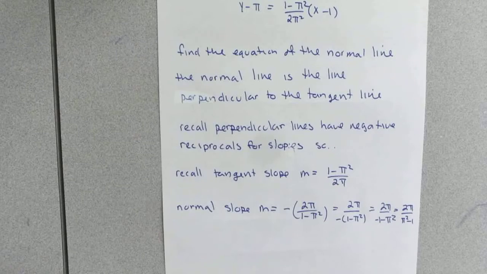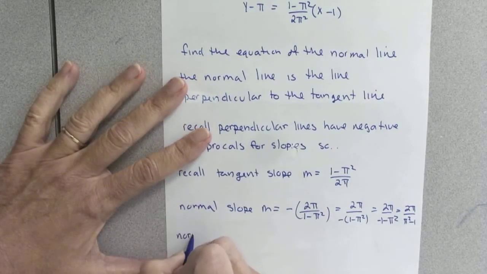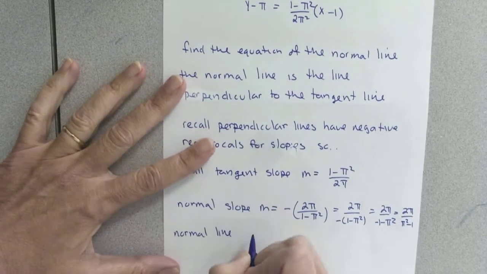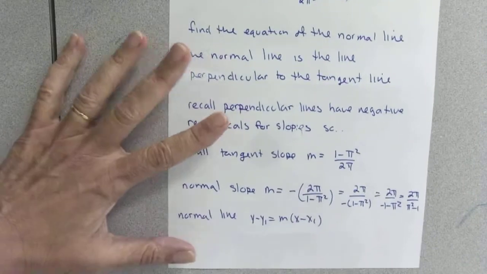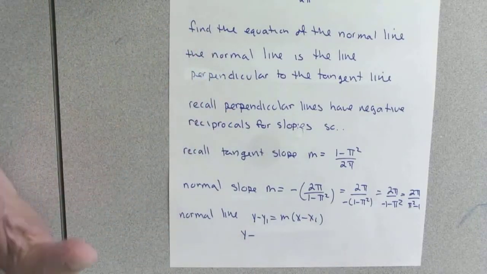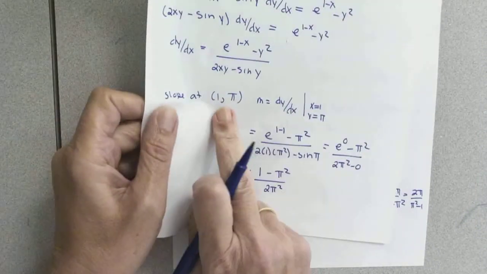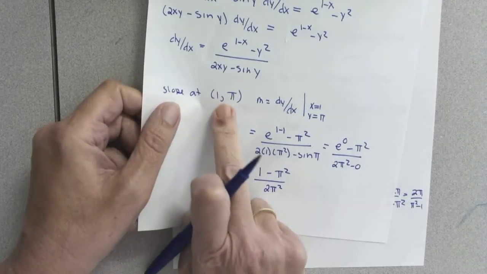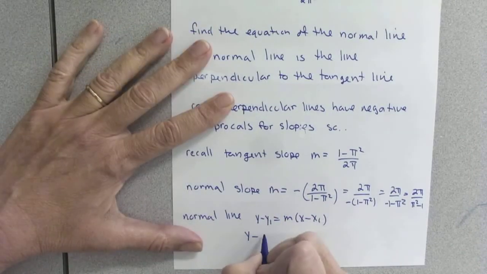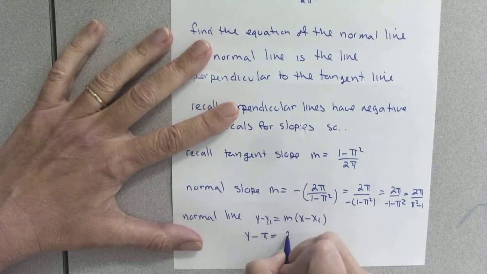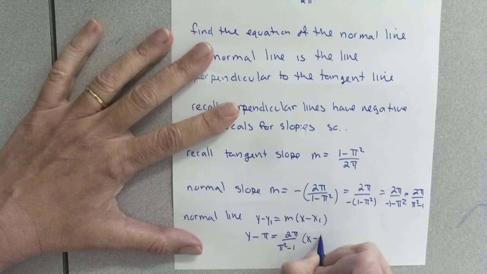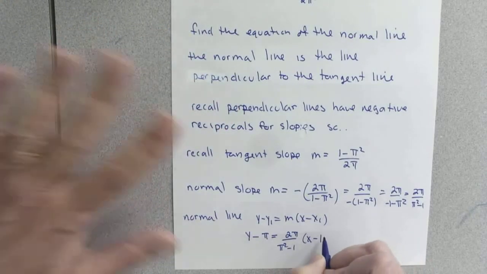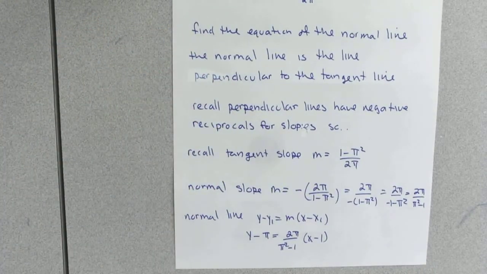I don't particularly care if you simplify it, but my gut feeling is the computer would have this for the slope. And so then the normal line would be y minus y1 equals m times x minus x1. And again, the point was 1, pi. So y minus pi equals 2 pi over pi squared minus 1 times x minus 1. And there's my normal line. And that's the end of this section.